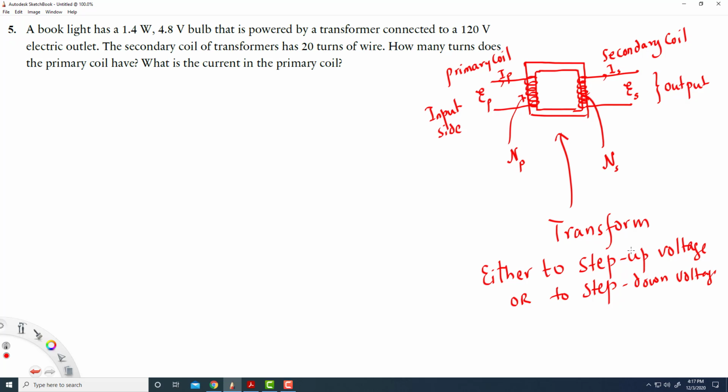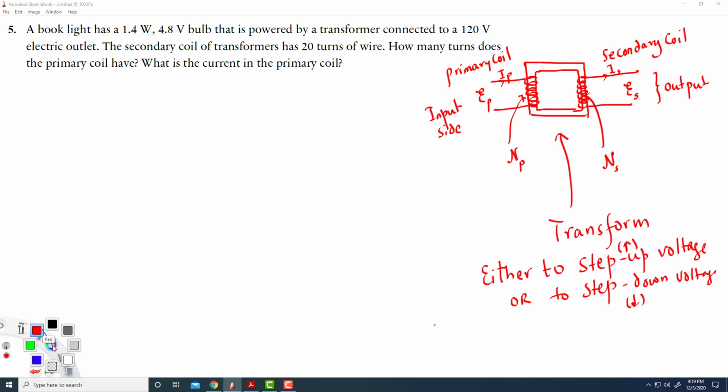Step up means increasing the voltage, and step down means decreasing the voltage. Okay, so let's see here. A book light has a 1.4 watt, 4.8 volt bulb that is powered by a transformer connected to a 120 volt electric outlet.